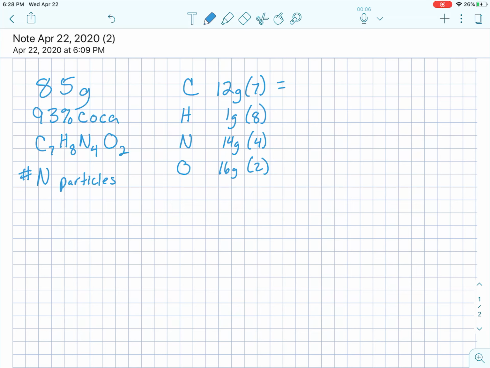So this is what I'm going to plug into my calculator, and then I'm going to add it all together, and that will tell me the molecular mass of this cocoa. So 12 times 7 is 84 grams. And I'm going to let you kind of work along with me to try to do this.